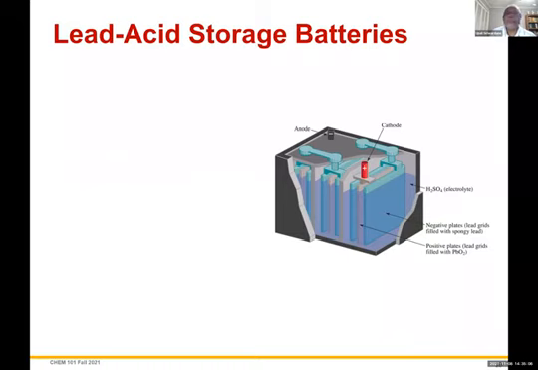Now I'm going to talk about this and stop the class. The lead acid storage battery is used in cars. There are 6 cells in series hooked up to each other. Therefore, voltage is 6 times 2, which is 12. The electrolyte is sulfuric acid, very dangerous.